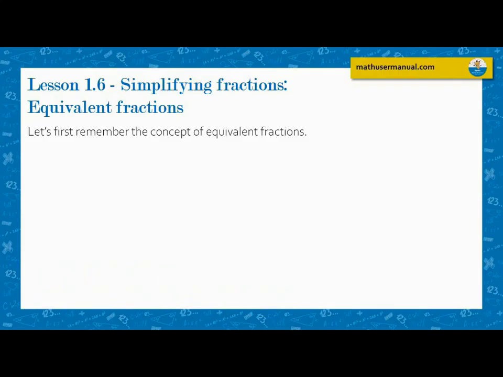Simplifying fractions is a very important concept in fractions that sometimes is overlooked by students. But it's actually a very important idea, especially as we get to more complicated math. Simplifying fractions will actually simplify our life in these complicated problems.